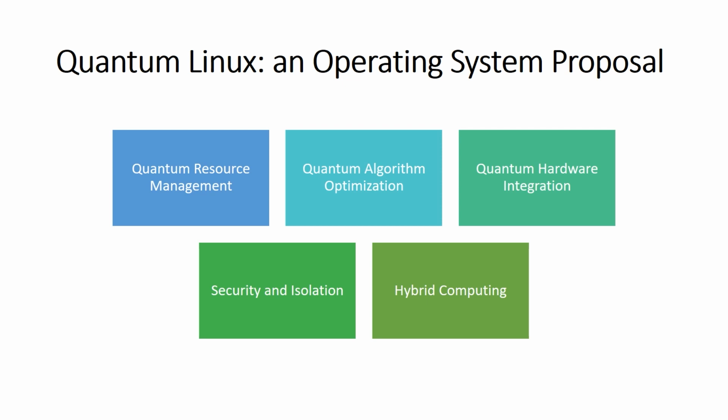Security and isolation. Security in quantum computing is a crucial aspect. Quantum Linux needs to address this through robust security measures, including cryptographic key management and quantum-safe protocols. It needs to isolate quantum processes from one another and from the host classical system. This isolation is essential to prevent quantum eavesdropping attacks and ensure the integrity of quantum computations.